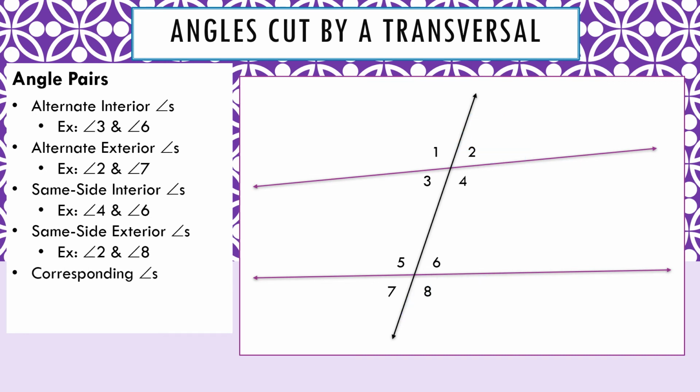And then corresponding angles are the ones that I think you guys get the most confused on, but corresponding angles have to be on the same side of the transversal, so either the left or the right hand side. And then one has to be in the interior, one has to be in the exterior. So an example would be 2 and 6. 2 is outside of those lines, 6 is inside of those lines.